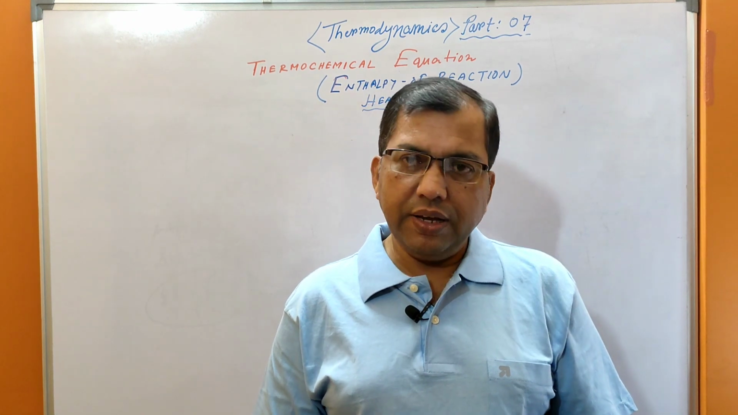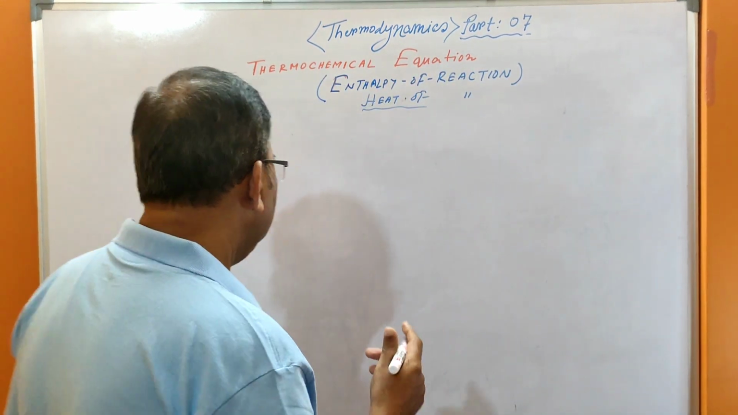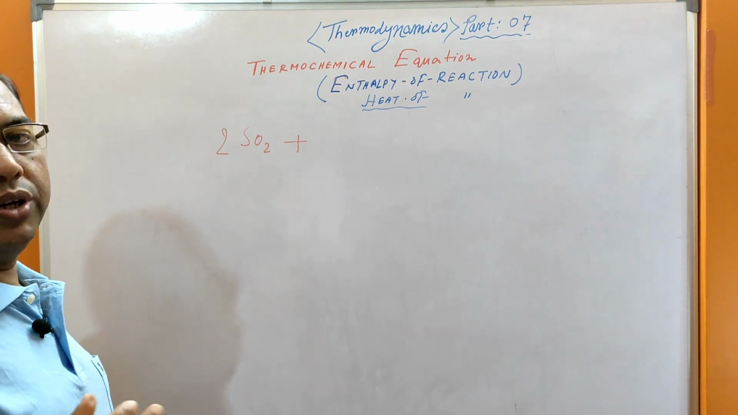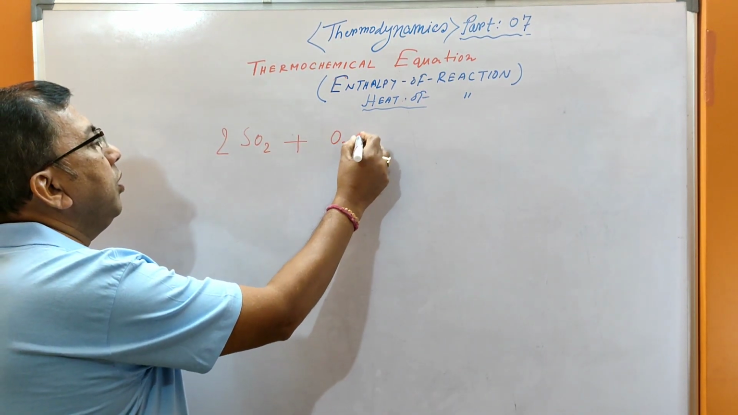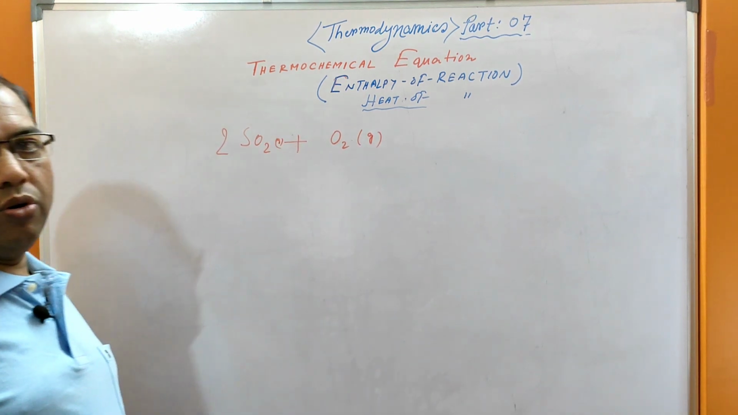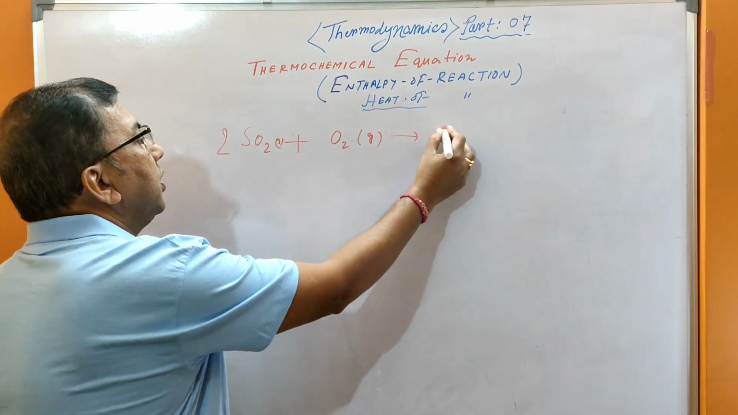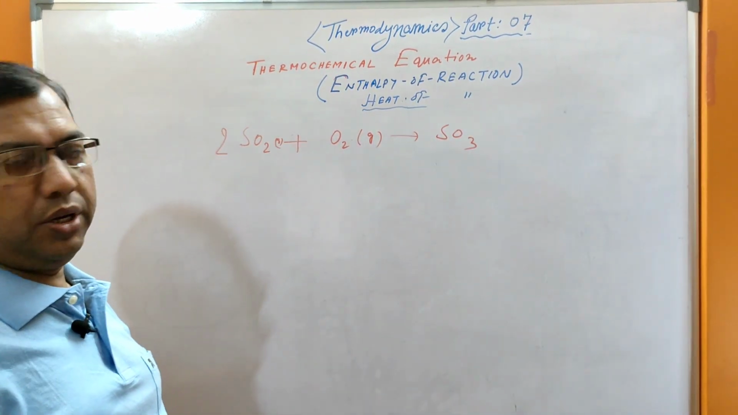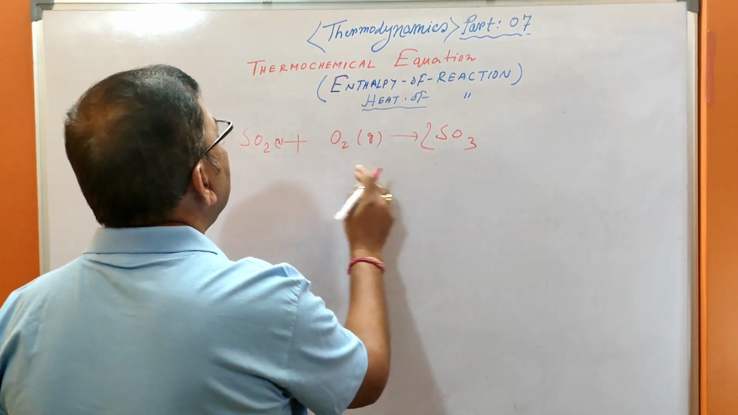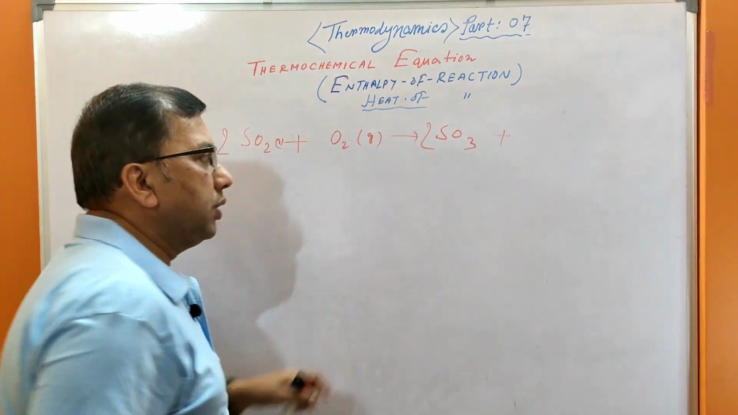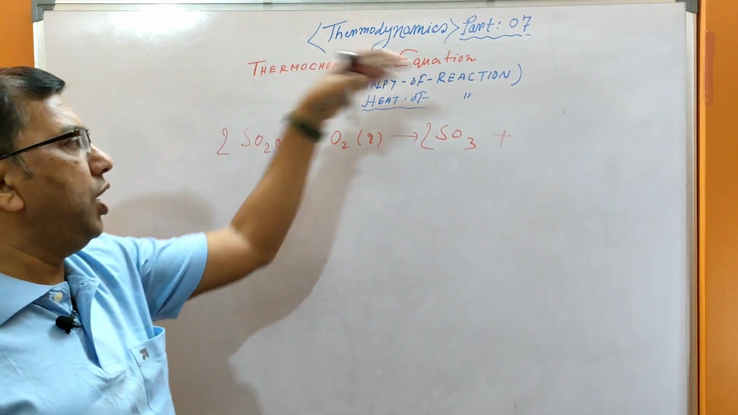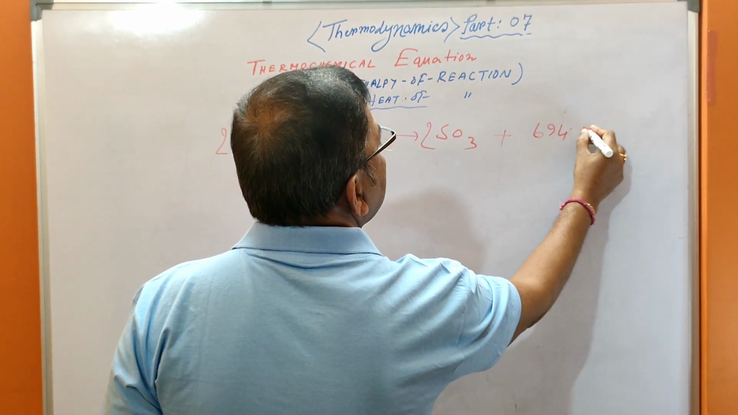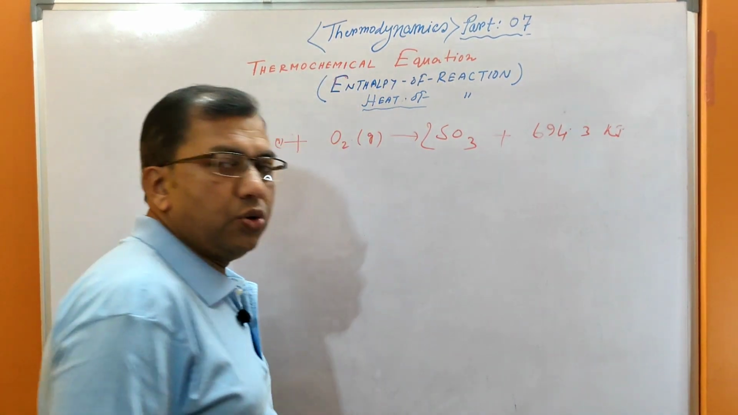Suppose in the case of one reaction, SO2 plus O2. Sulfur dioxide is a gas, oxygen is also a gas. What will be the product? These are the reactants, and SO3 is the product. Some heat will be produced here. If you balance it, it is 2SO2 plus O2 giving 2SO3. In some cases heat will be released, in some cases absorbed. Here most probably 694 point something kilojoule of heat will be produced.